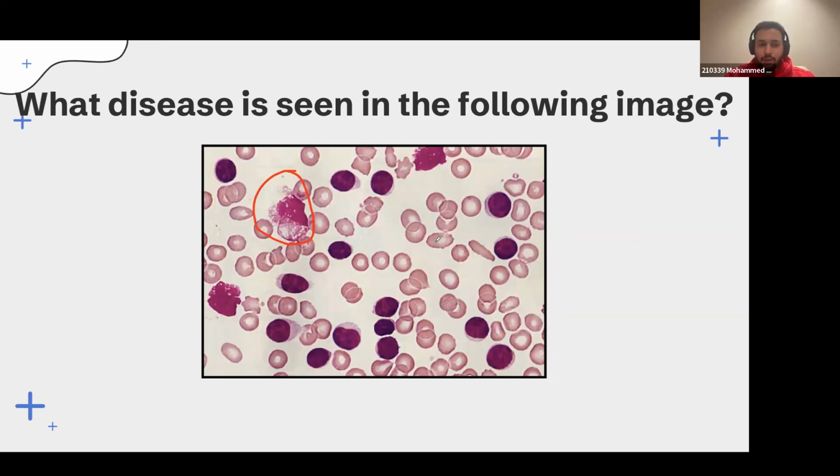But usually what it's called is smudge cell because it looks like someone literally took the cell, put it on a plate and smacked it. Okay. So that's why we call it smudge cell. Okay. But popcorn, I can see why you can call it that. But anyways, this is CLL. Okay.